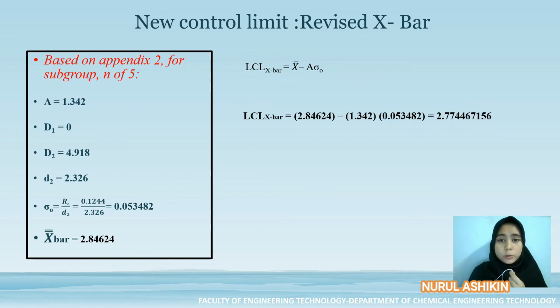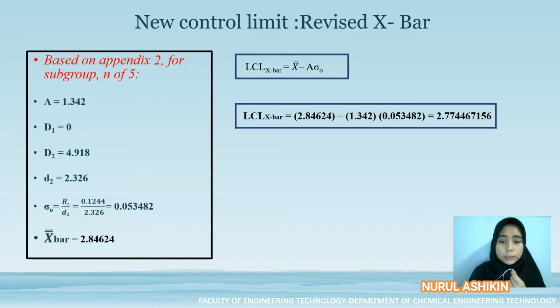To get the new control limit for the revised X bar chart, this lower control limit formula is used. Based on the appendix 2 for the subgroup of 5, this data is obtained. Thus, based on this data, we insert into the formula and get the new lower control limit value, which is 2.77447.